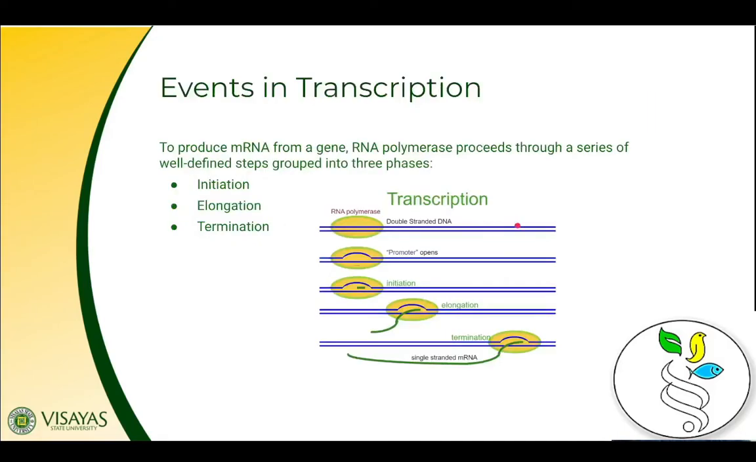So we already know about the components, the structure of a gene, and the main player, which is the RNA polymerase. Now let us talk about the different events in transcription. How is an mRNA produced from a gene? RNA polymerase will proceed through a series of well-defined steps that are grouped into 3 phases: the initiation, the elongation, and the termination.